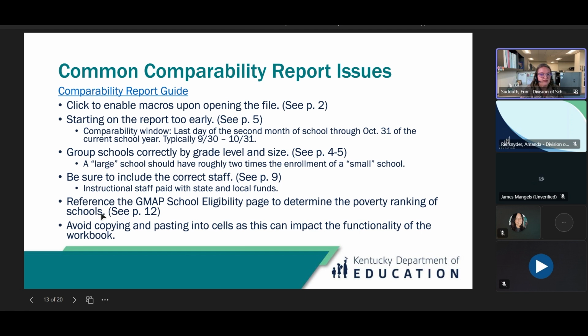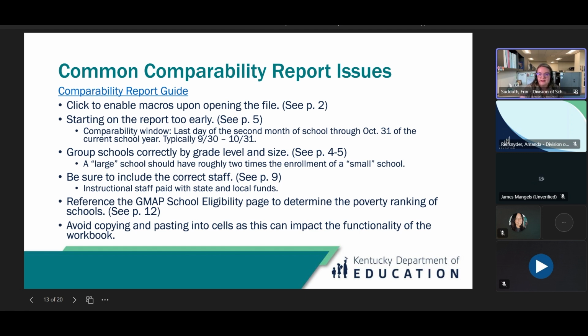Up next is making sure that you have the poverty rankings correctly. So I mentioned earlier that when all of the schools are served by Title I, we compare high poverty to low poverty. And in this scenario, we recommend referring to the poverty ranking of the schools within the GMAP application. That's the page that your consultant will check to verify that schools have been grouped by poverty accordingly. There's not any higher poverty schools that are listed down with the lower poverty schools.